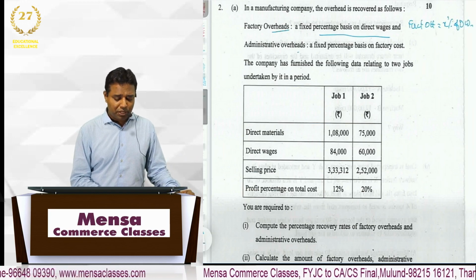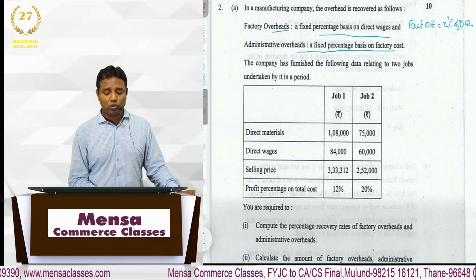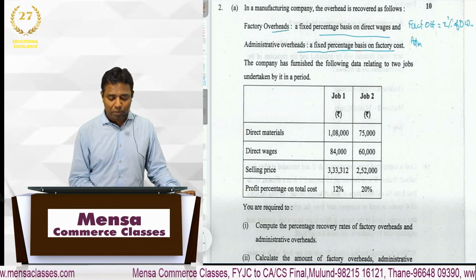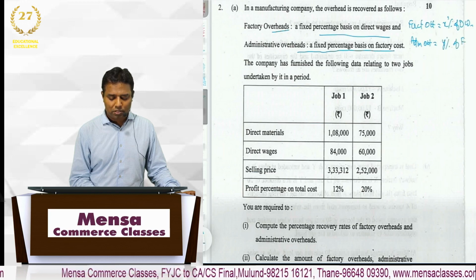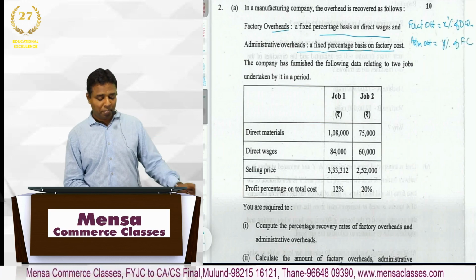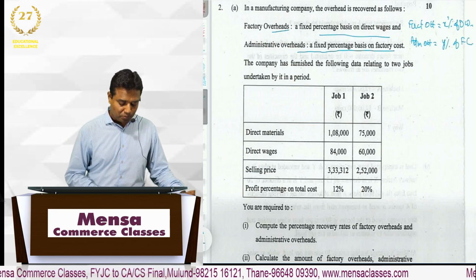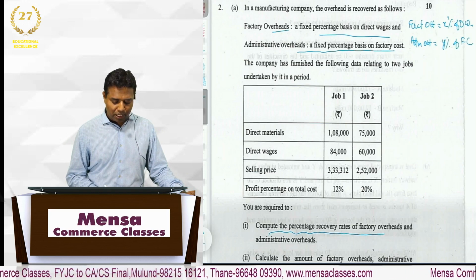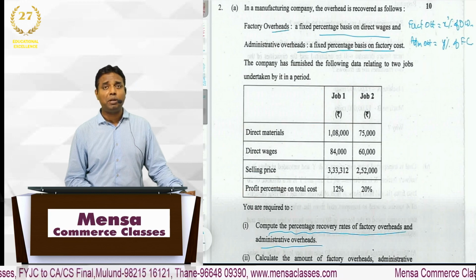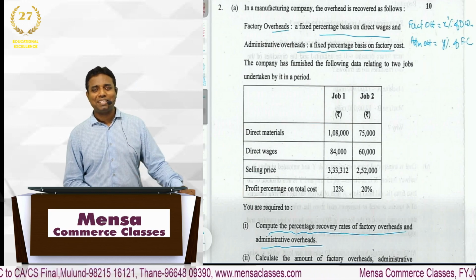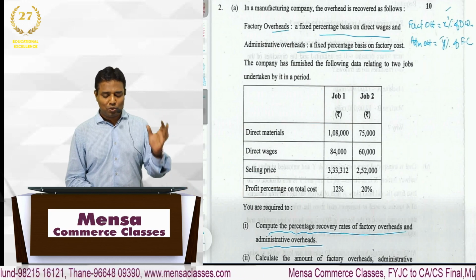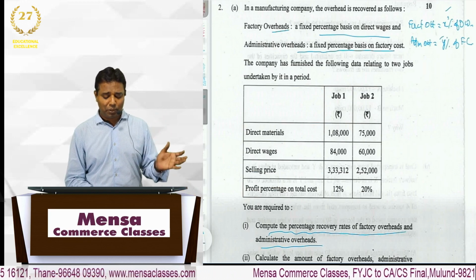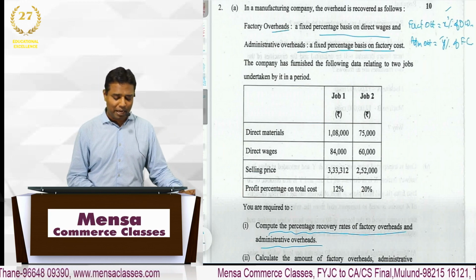And administration overhead is recovered as a fixed percentage of factory cost. So they will say admin overheads is equal to, suppose, Y% of factory cost. That is the concept. Okay, let's see what is required. Compute the percentage of recovery rates of factory overheads and admin overheads. So they want you to get the percentage. So we already assumed it as X and Y. So let's keep it as X and Y.